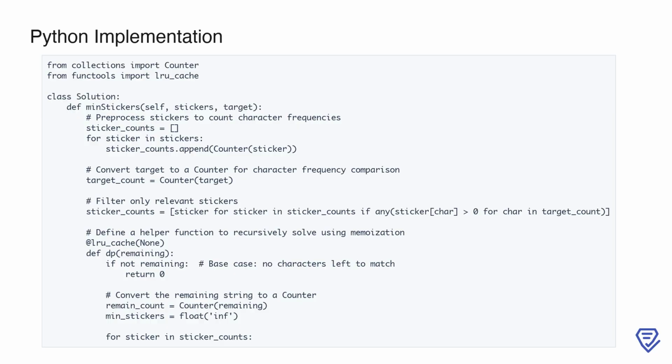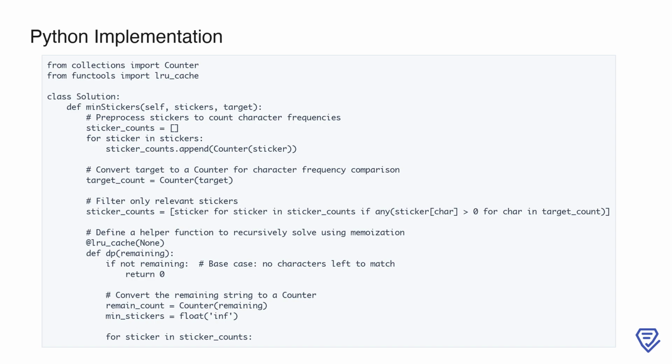The first step is pre-processing the stickers. For each sticker, we create a Counter object to calculate the frequency of each character in that sticker, and we store these frequency counts in a list called sticker_counts. Next, we convert the target string into a Counter object called target_count, which will help us compare the frequency of characters in the target with those in the stickers. To narrow down our options, we filter out irrelevant stickers, those that do not contain any characters needed in the target. We do this using a list comprehension, ensuring that only stickers contributing to the target remain in our sticker_counts list. Finally, we define a helper function dp, which will recursively solve the problem using memoization.